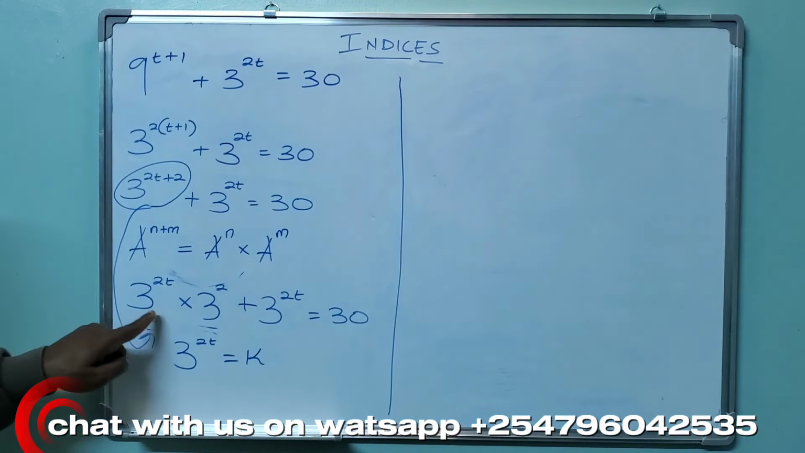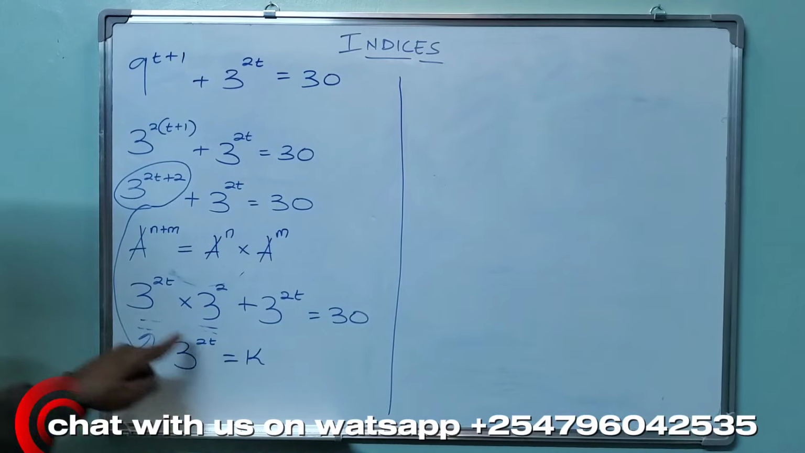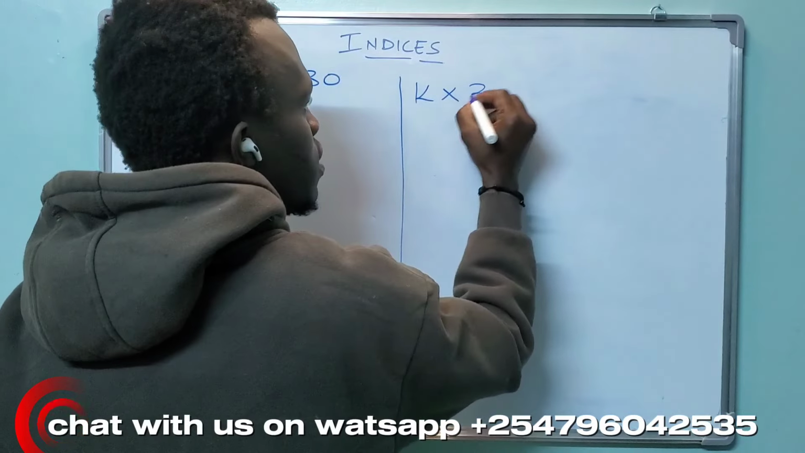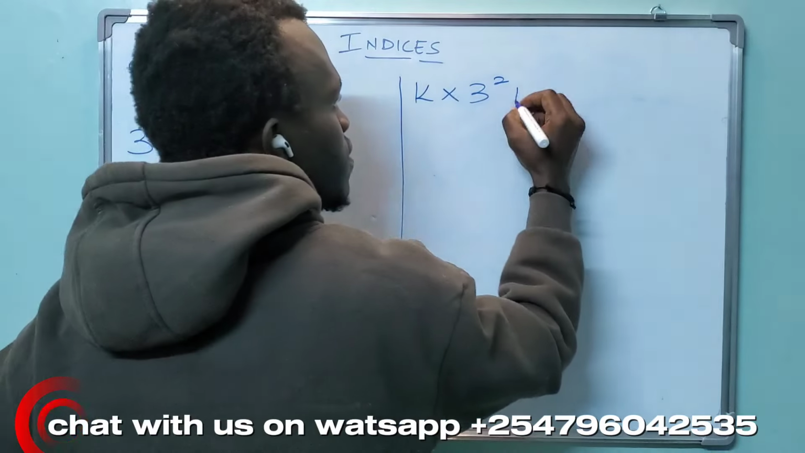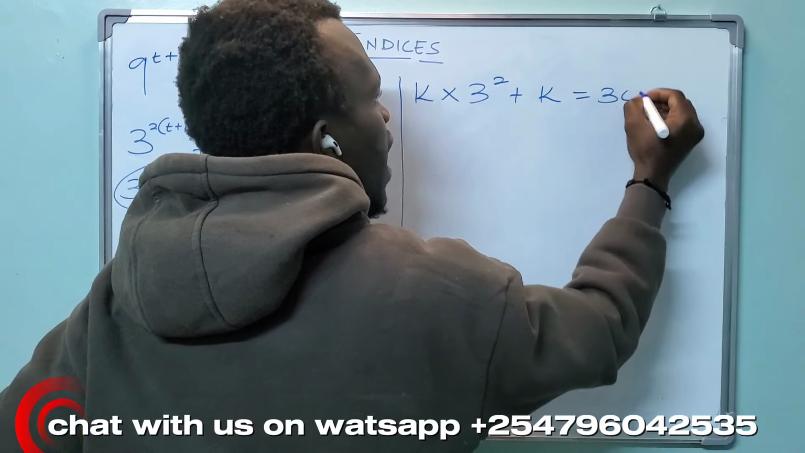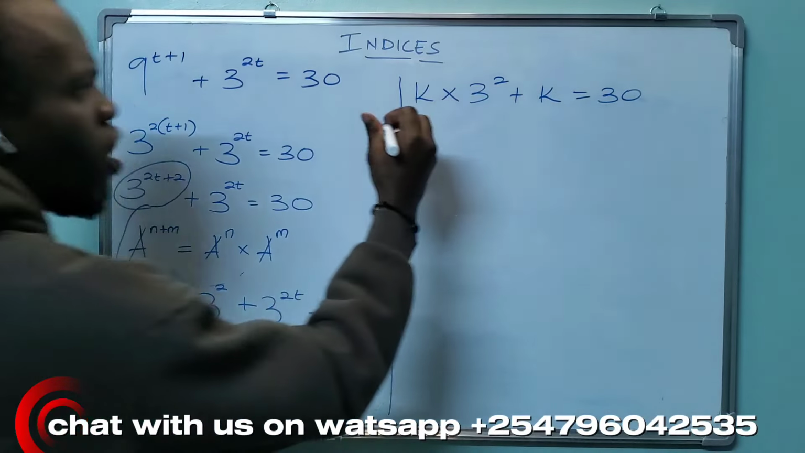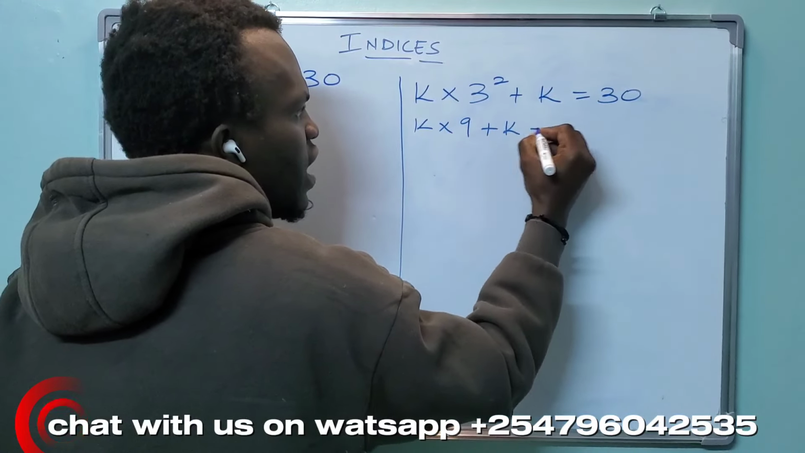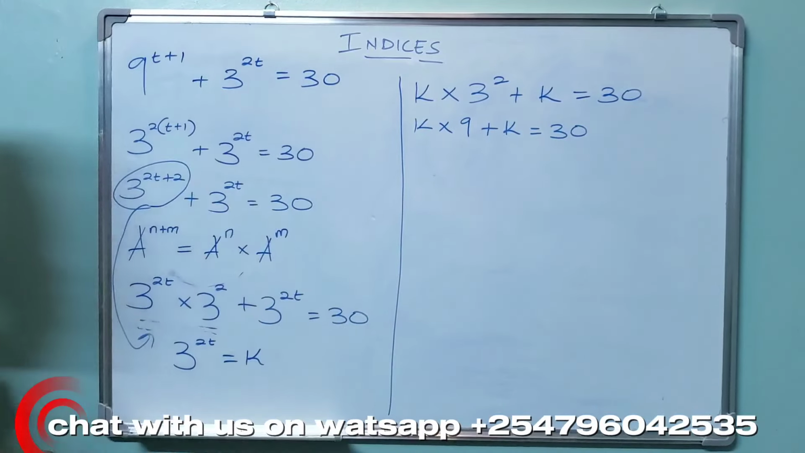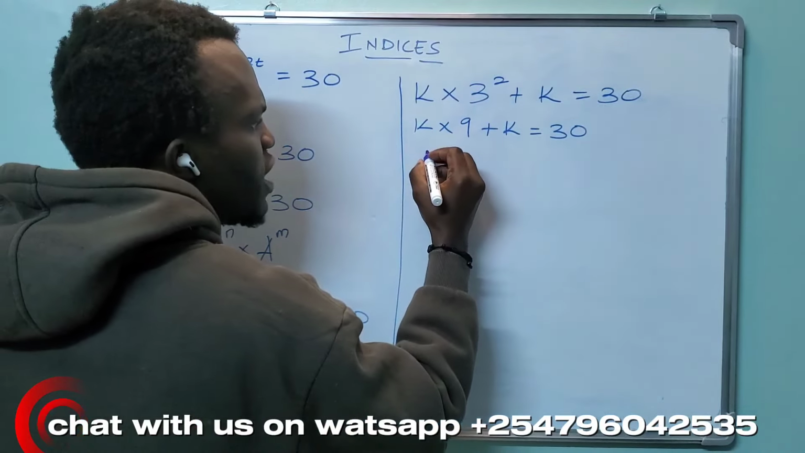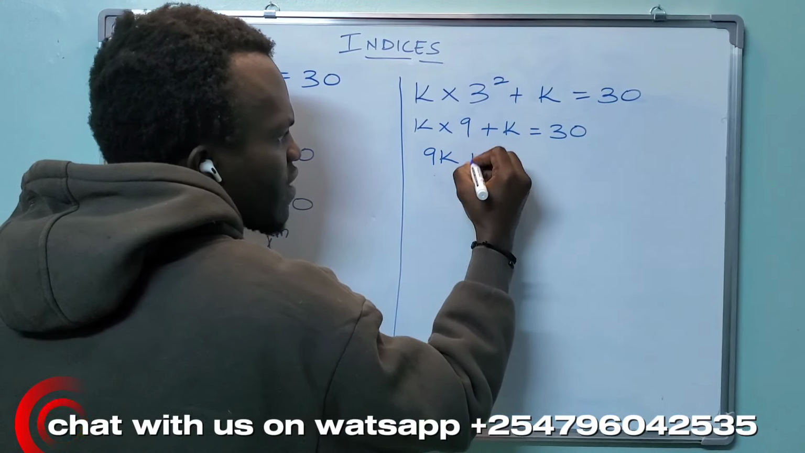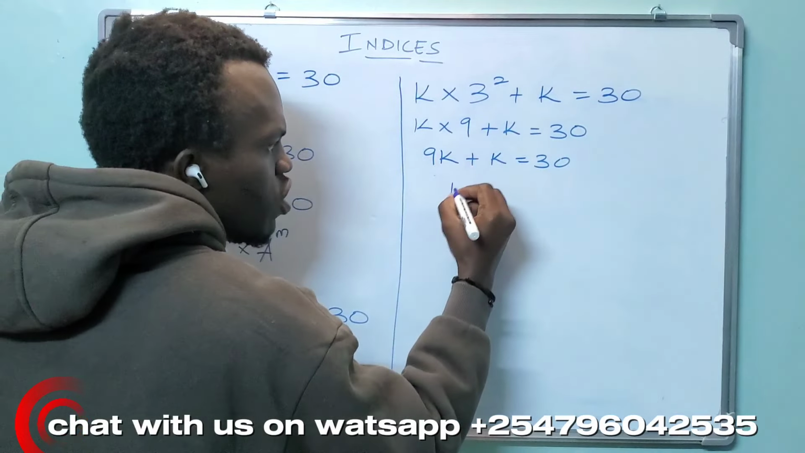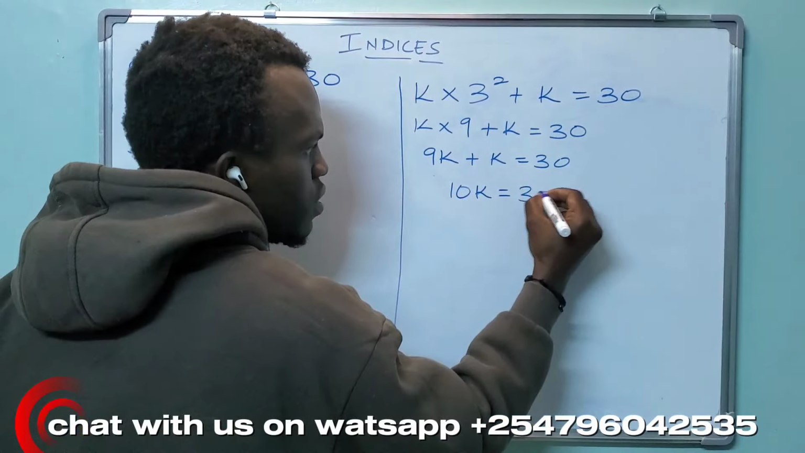Now what am I going to have? So using that equation, I replace 3 raised to power 2t with k. I'm going to have here k multiplied by 3 squared, plus k being equals to 30. Then k multiplied by 3 squared, that one is 9, plus k equals 30. K multiplied by 9, that is going to be 9k, plus k equals 30. 9k plus k, that is going to be 10k, equals 30.